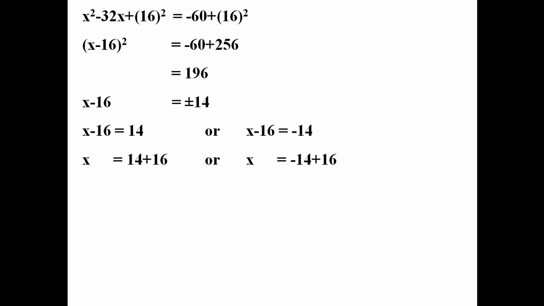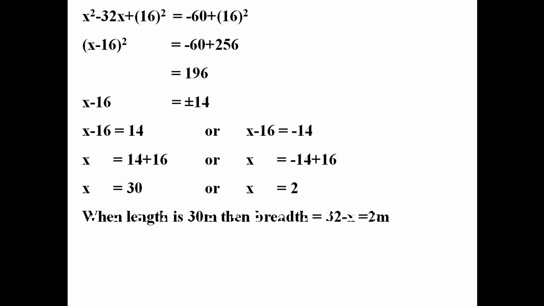Now we can make two equations, x minus 16 equal to 14 or x minus 16 equal to minus 14. From the first one we can write x equal to 14 plus 16 or x equal to 30. From the second one we can write x equal to minus 14 plus 16 or x equal to 2. So we got two values for length because we have taken x as the length.